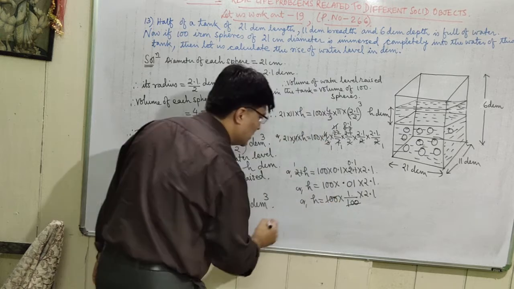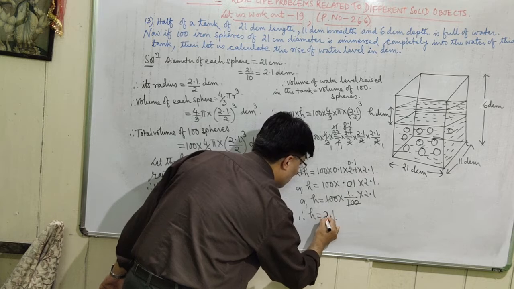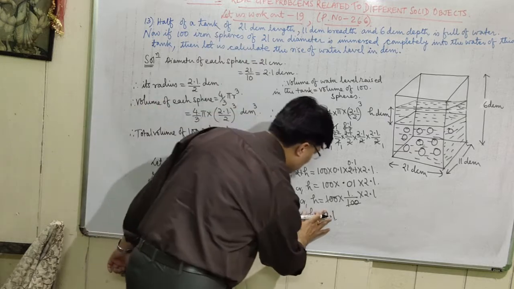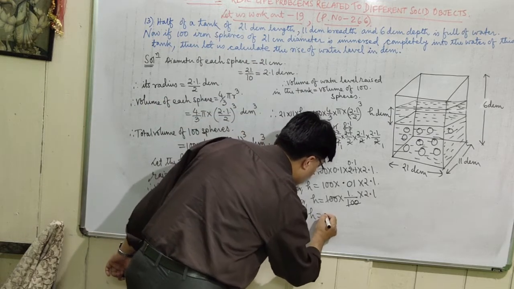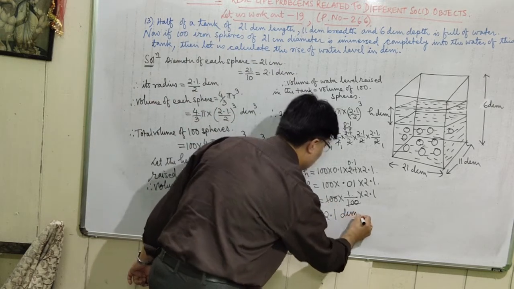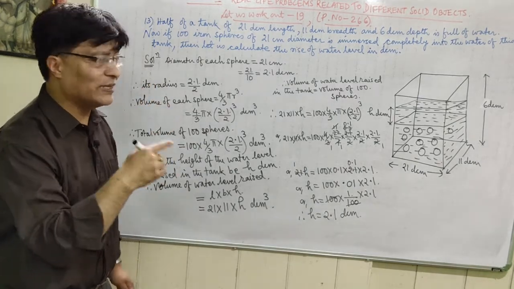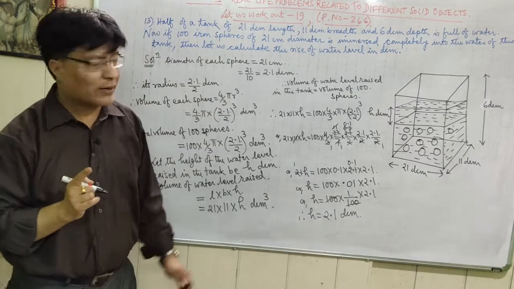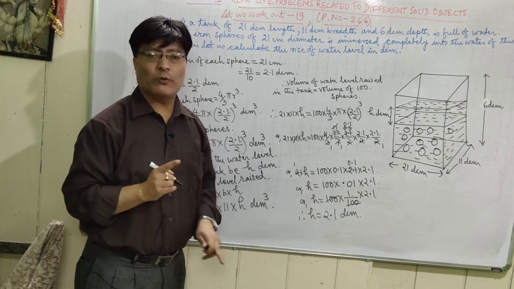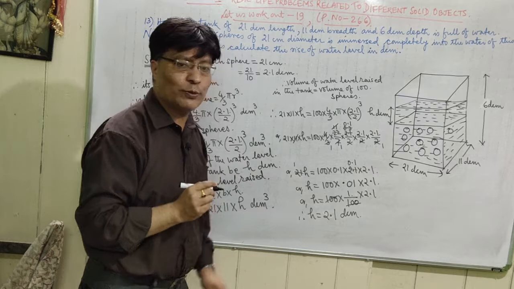So here also this 100 gets cancelled. So h is equal to, what is it? It is 2.1, right? This is 2.1. What is the unit? It is the decimeter. So now you have to calculate here the rise of the water level in decimeter. So what is the rise of water level? What is the rise of water level in the tank? It is 2.1 decimeter. That is, height of the water level raised is equal to 2.1 decimeter.